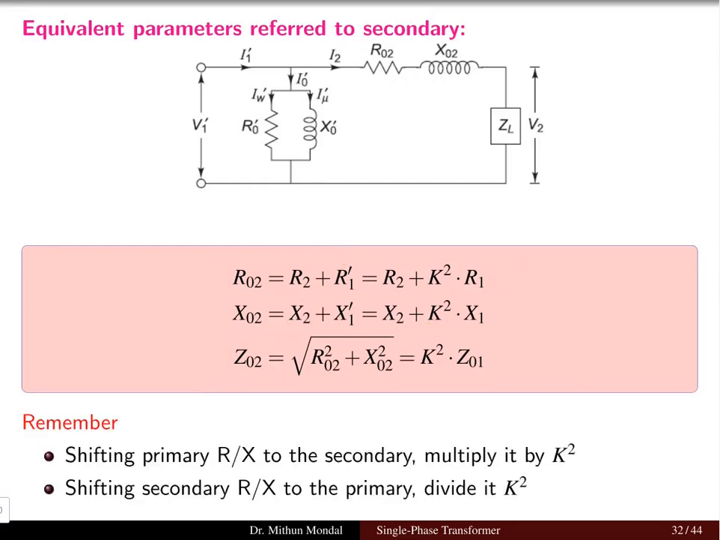The thing to be remembered here is that when shifting the primary parameters, whether resistance or reactance, to the secondary side, we have to multiply by K square. On the other hand, if we refer the secondary to the primary network, we have to divide by K square, in both the resistance and the reactance parameters.